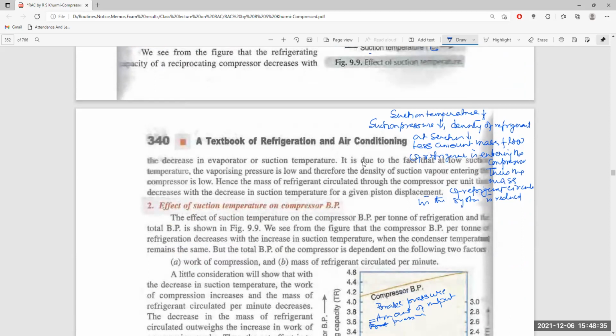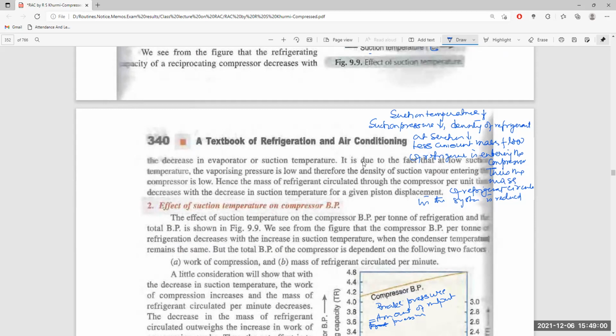The condenser temperature remains the same. But the total brake power of the compressor is dependent on two factors: the work of compression and the mass of refrigerant circulated per minute. So the brake power, the amount of input power required by the compressor, depends on the amount of work you are supposed to do in the compressor, as well as the amount of refrigerant circulated per minute.